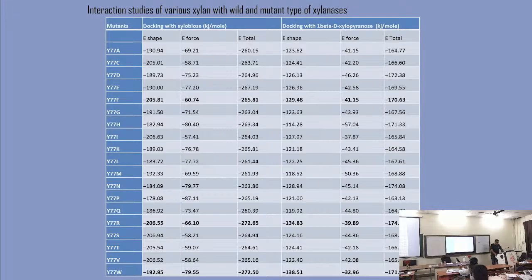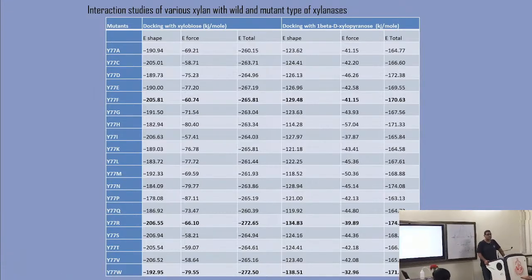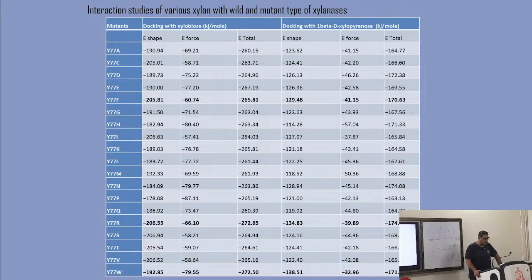So if you see, these are the various mutants which we have generated online, and these are the docking studies with wild type and mutant type xylanases. In this we got the Y77F mutant, along with Y77R and Y77W. These are the crucial mutants which are generated through in silico tools, and they are telling that they have a better capability and capacity for xylobiose and xylopyranose. These are two substrates used for the pulp and paper industry, and also for the biofuel industry.